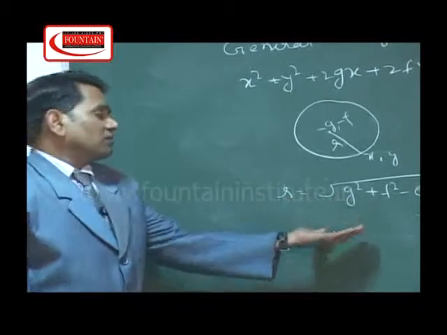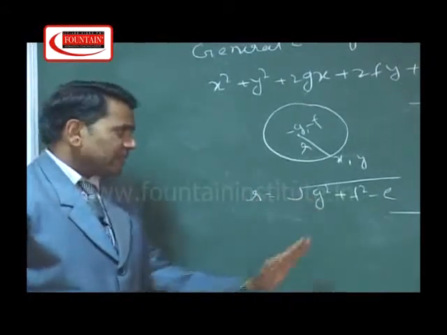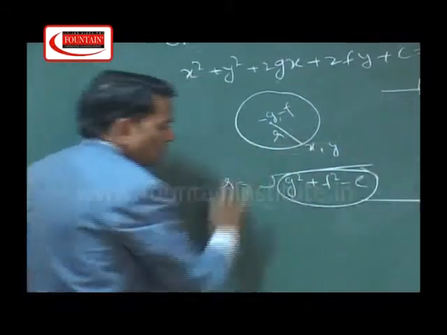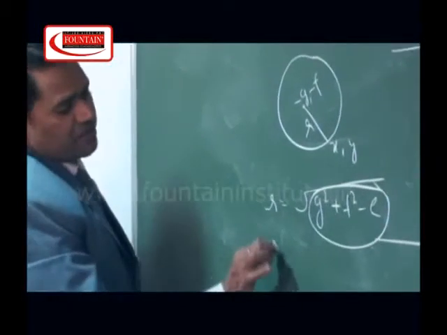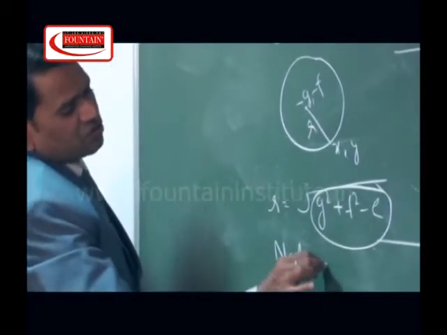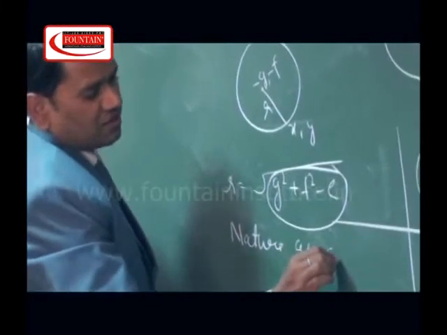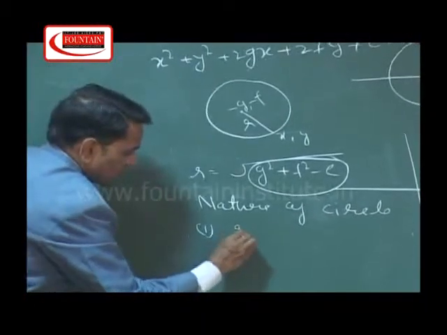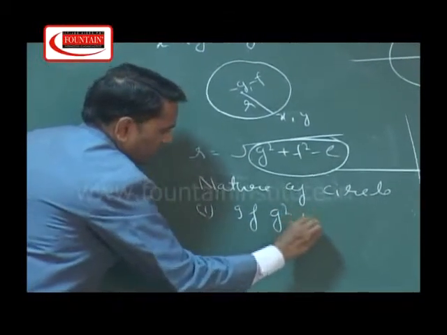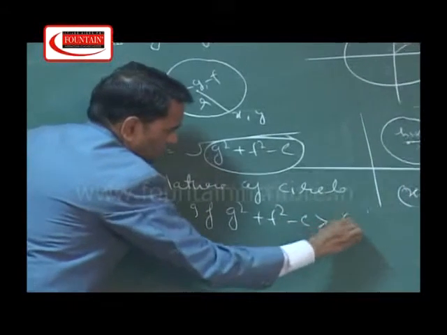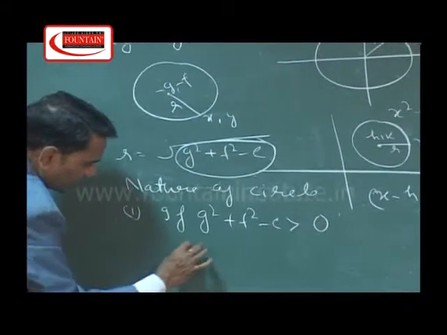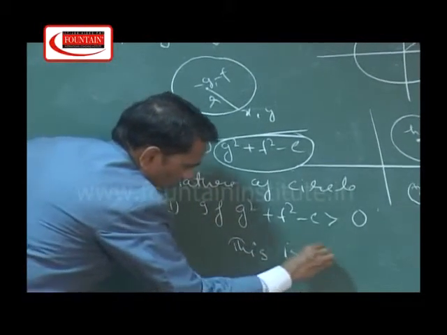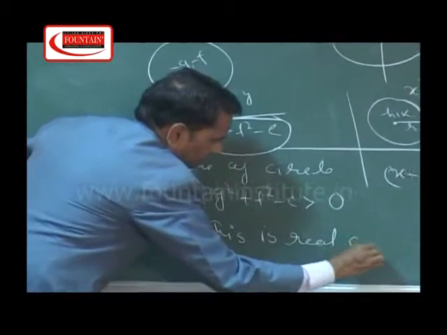So guys, this is the circle whose radius r is given by this. To hold a real circle, this quantity should be more than 0. So the nature of a circle, you can distinguish in 3 parts. Nature of circle. Case 1, first case: if g square plus f square minus c is more than 0, that means the circle is real. This is a real circle.